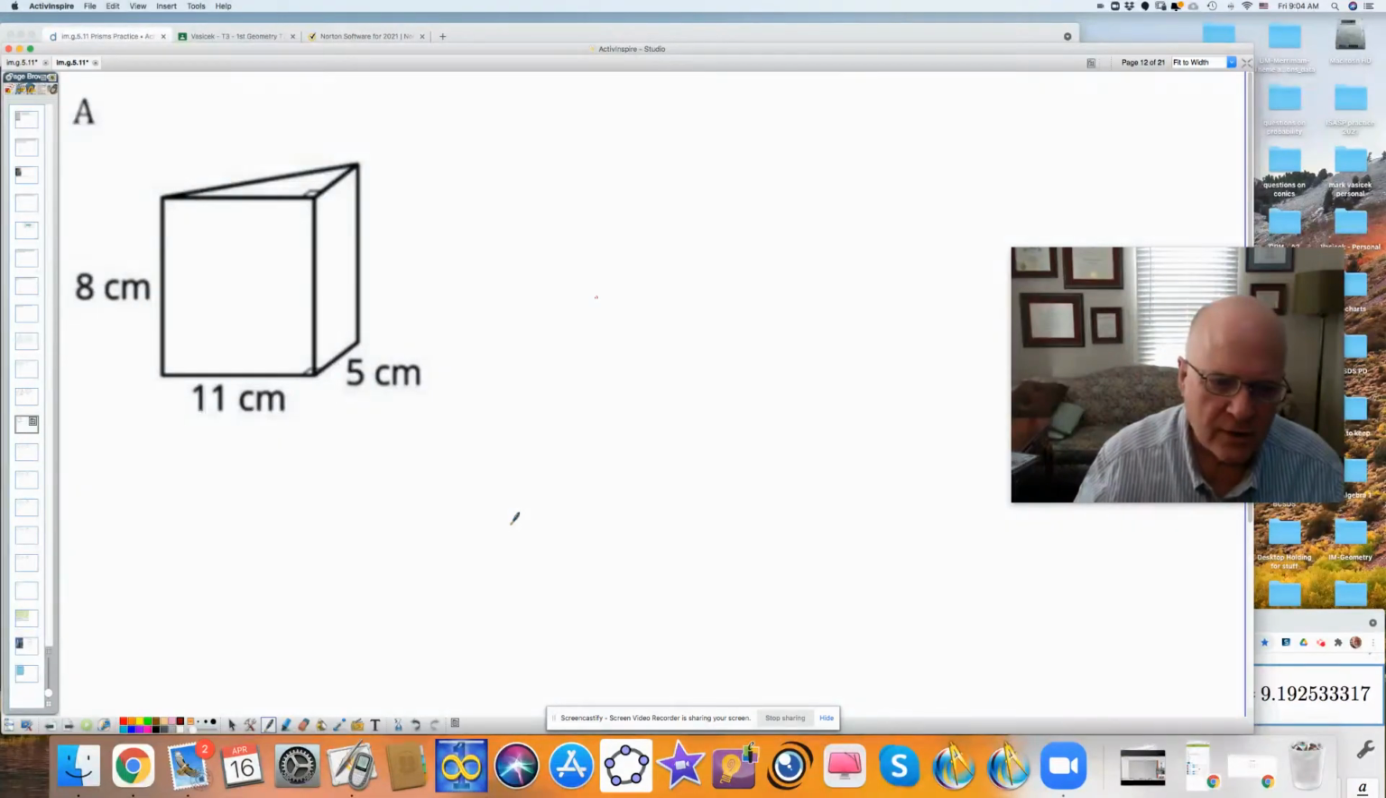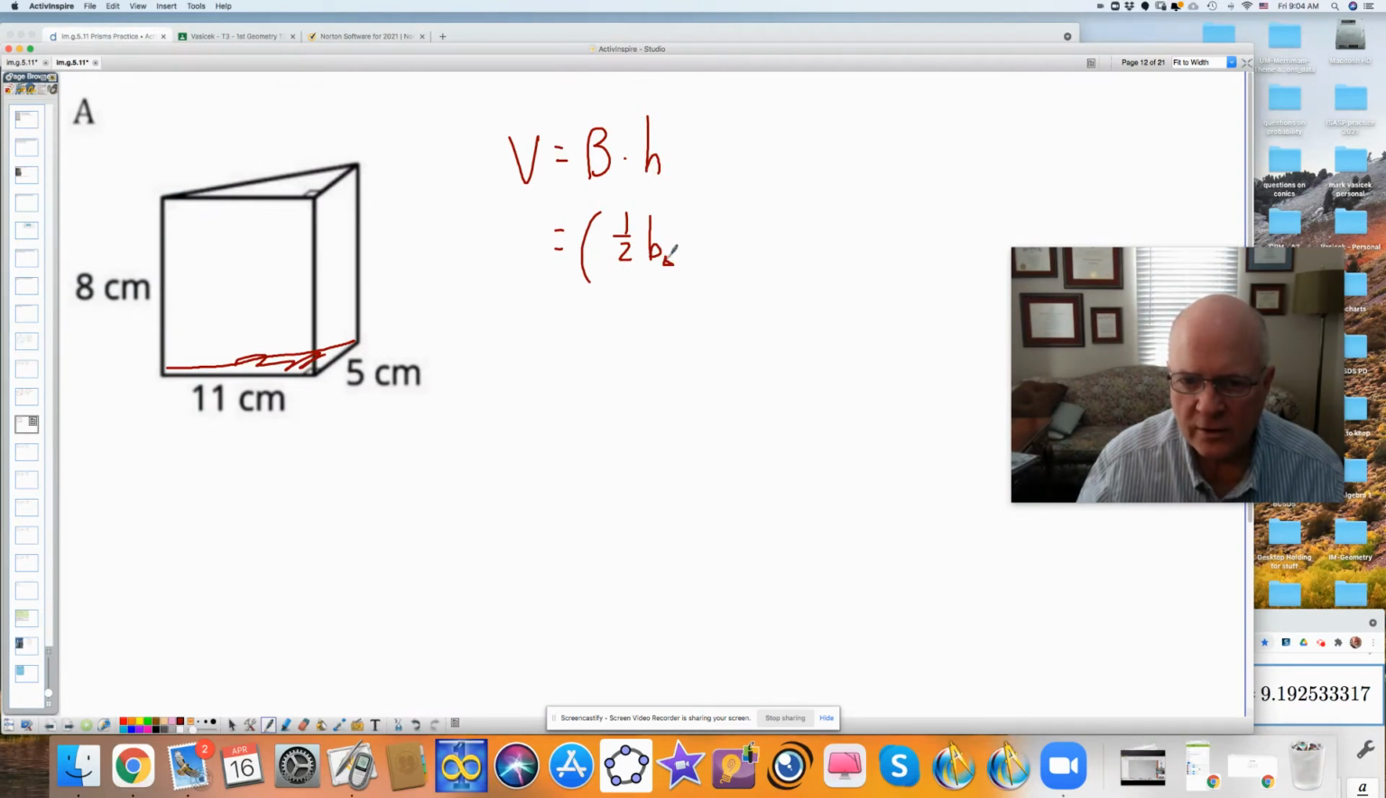To find the area of the base, it's the area of a triangle. This is a triangular base. So my volume is equal to the area of the base times the height. It's a prism. This area of the base is going to be 1/2 of the base of the triangle times the height of the triangle, not to be confused with the height of the prism, times the height.